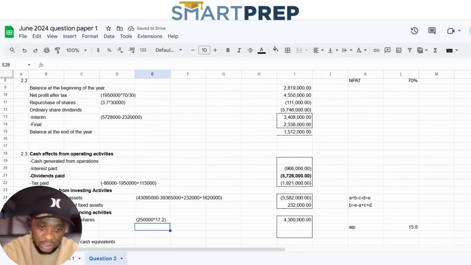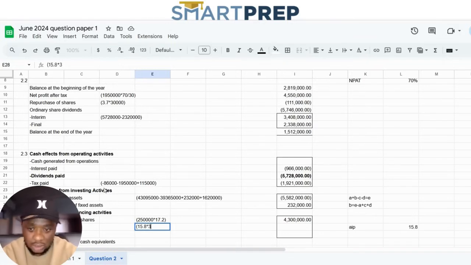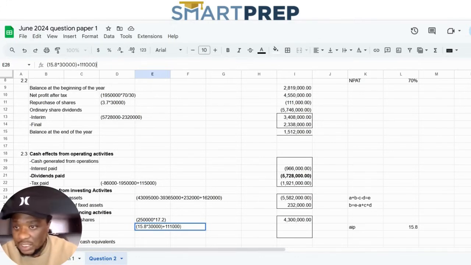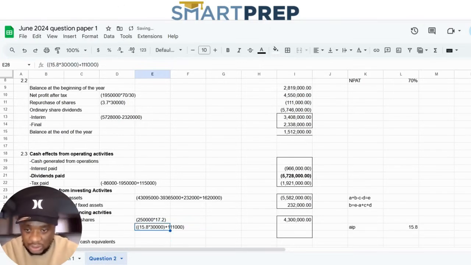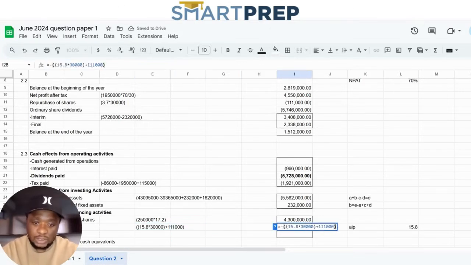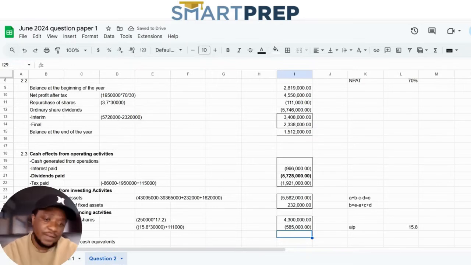So then we're going to say the repurchase of shares will be 15.8, which is the average issue price, multiplied by the number of shares that were repurchased, and 30,000 shares were repurchased. And in addition to that, we will add the 111,000. That gives us the total that was paid to repurchase these shares. And do remember that when you put this into your cash flow statement, it is a negative amount, which is 585,000. So that would be number 4.